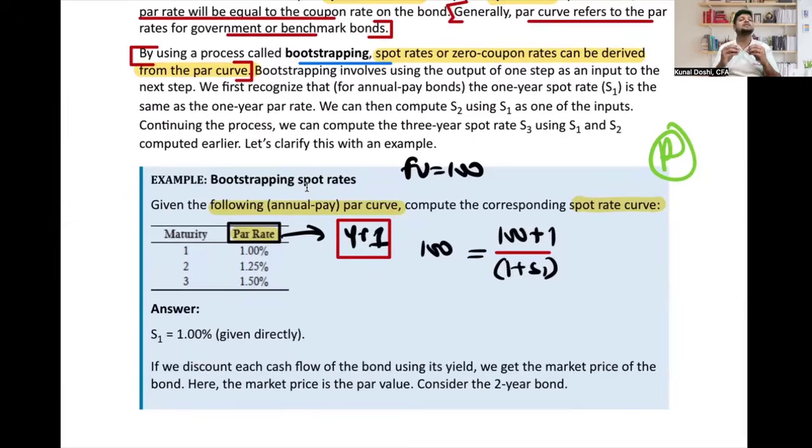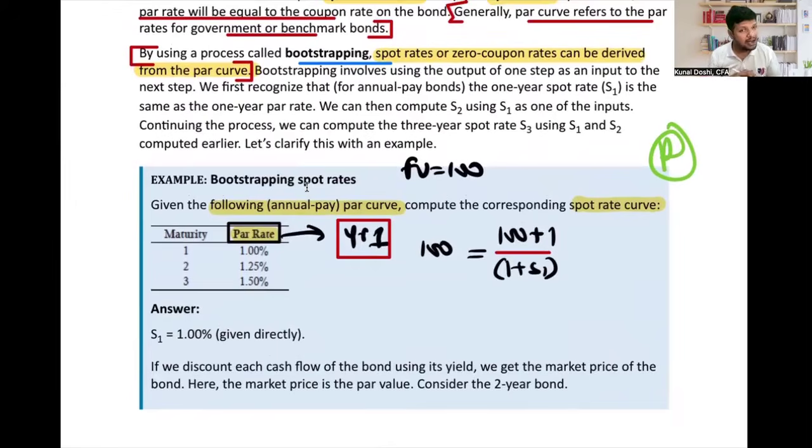Here in the exam, they just give me the par rate. Now, taking the par rate, which is also the coupon rate and discount rate, we need to find the relevant spot rates. How to find the spot rates from the par rate is a very important task, and there is a high chance that this might be asked in the exam. So these are the par rates.